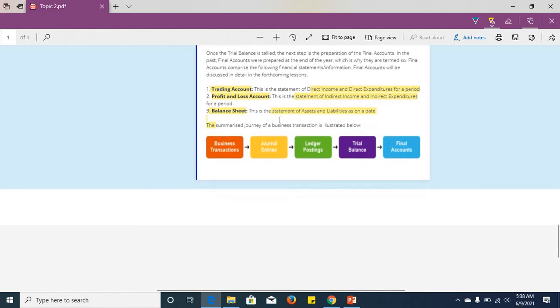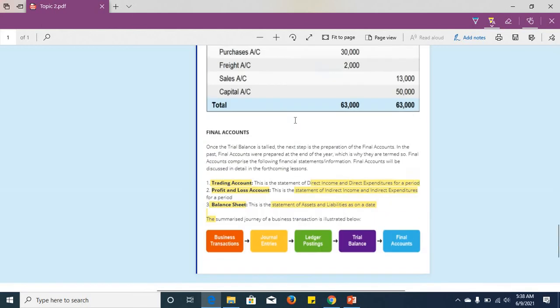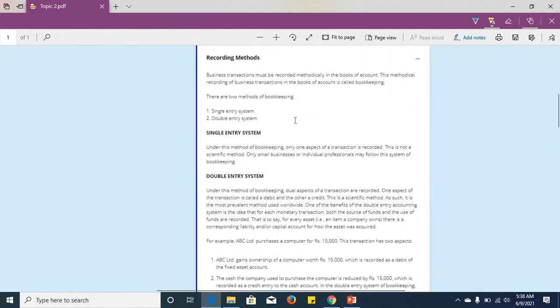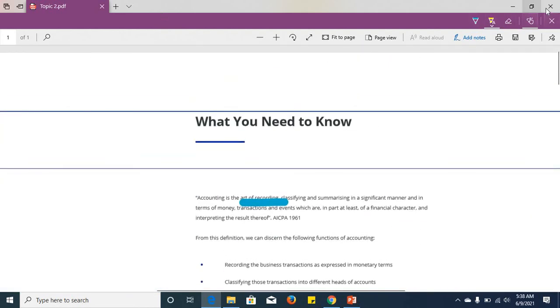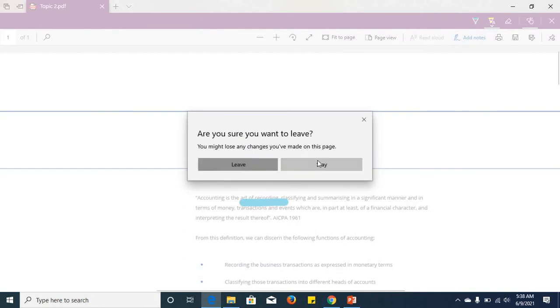So if you want to summarize this journey of business transactions, it starts with the business transactions, to journal entries, to ledger postings, to trial balance, and then making up the final accounts. So this is how we go through these transactions. Let's go to topic 3.